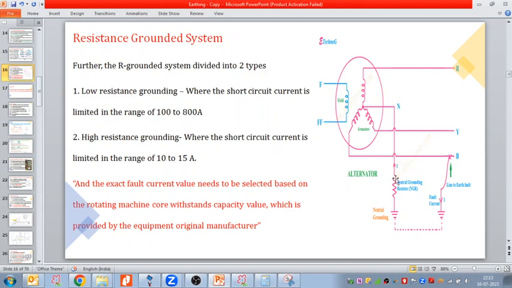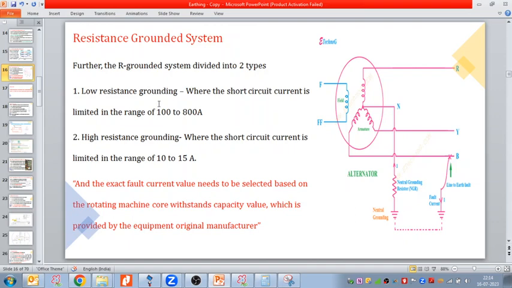So here we can place the CT and that current we can sense. So this is a case of how current flows back towards the system. Further, the resistance which we are using for neutral grounding is divided into two types. The low resistance grounding, where the short circuit current is limited in the range of 100 to 800 ampere. Second, it could be the high resistance grounding, where the short circuit current is limited in the range of 10 to 15 ampere.